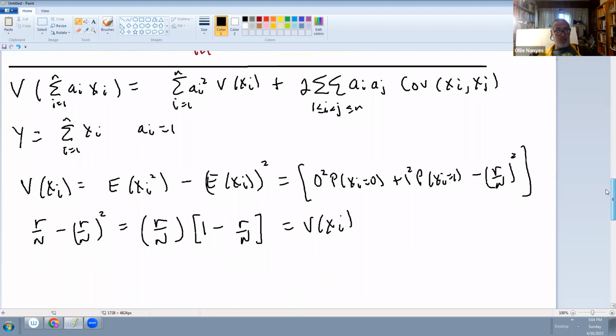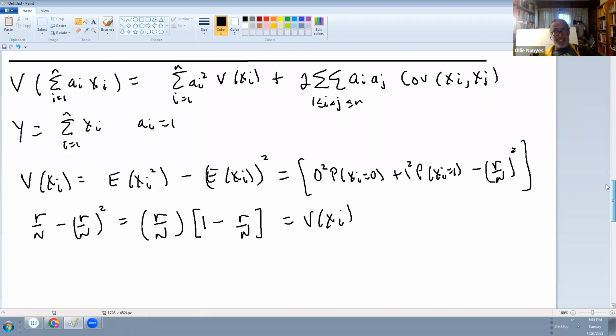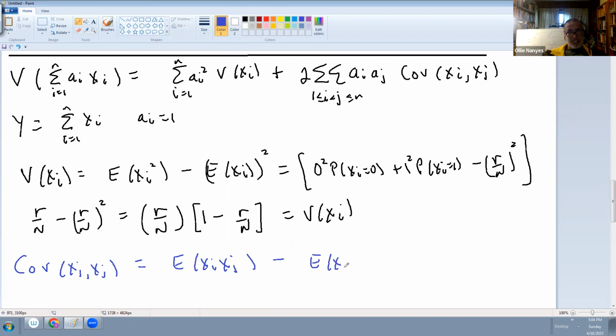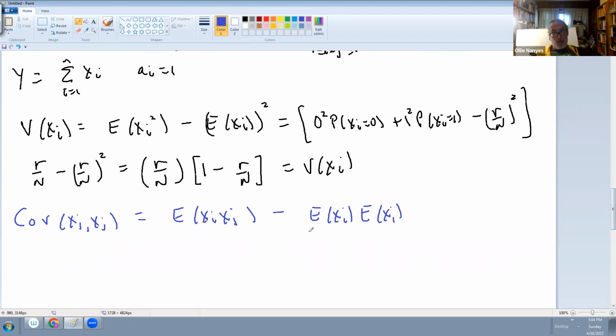So we now know what these terms are going to be. Now we should figure out what the covariance is. Now the covariance, let's do this in a different color. The covariance of each xi, xj, that's going to be the expectation of xi xj, minus the expectation of xi times the expectation of xj. Well, this is not going to be that bad. This part right here, each one of these is r over n.